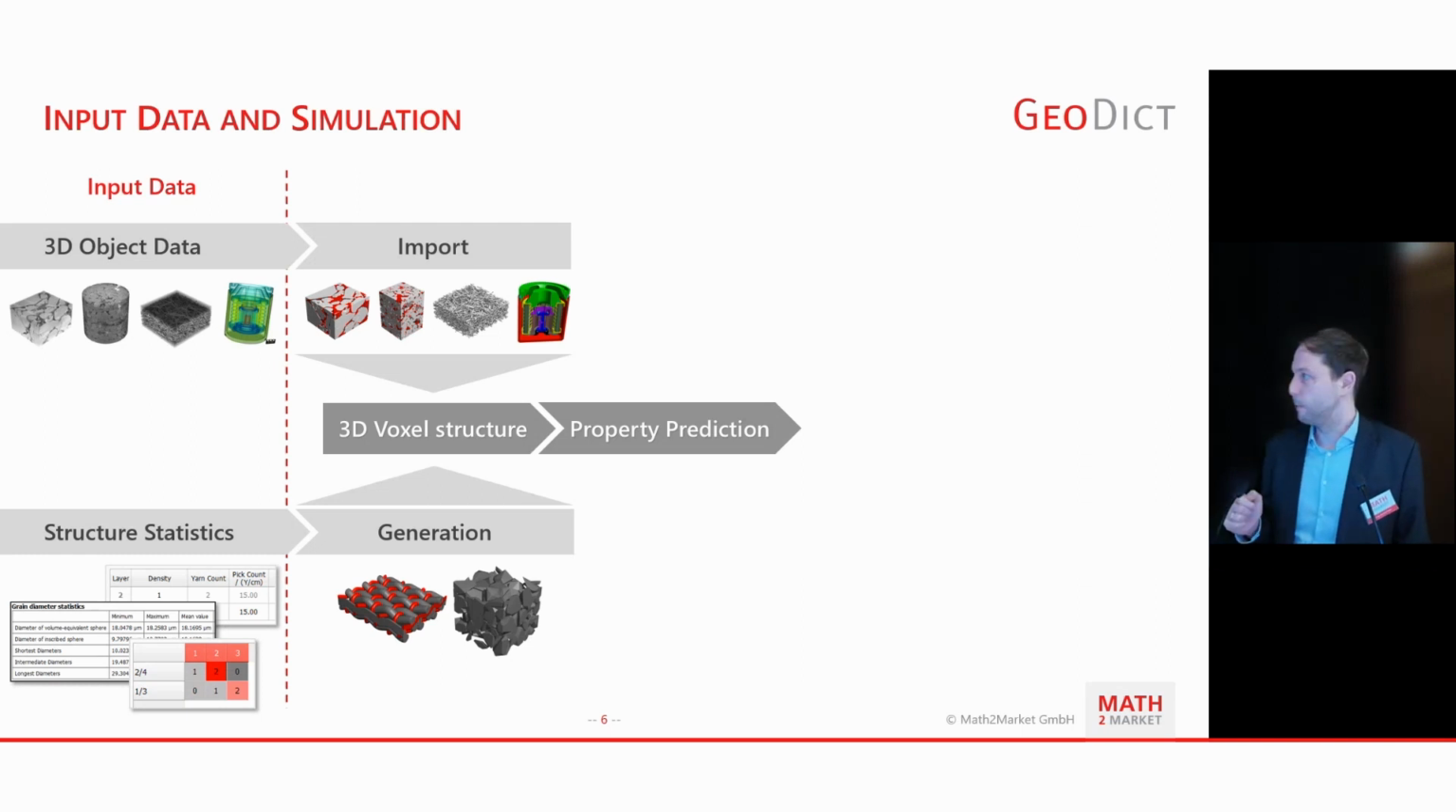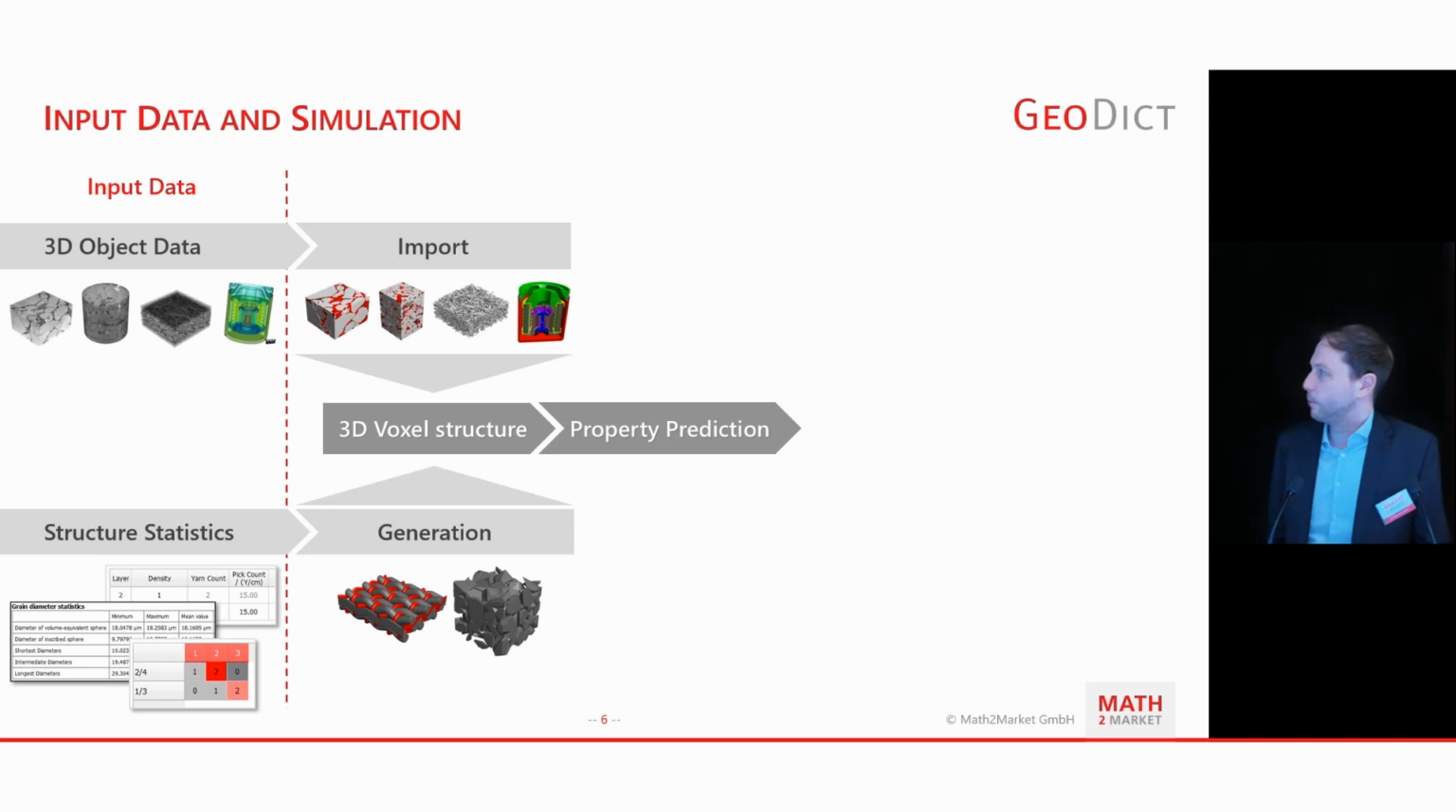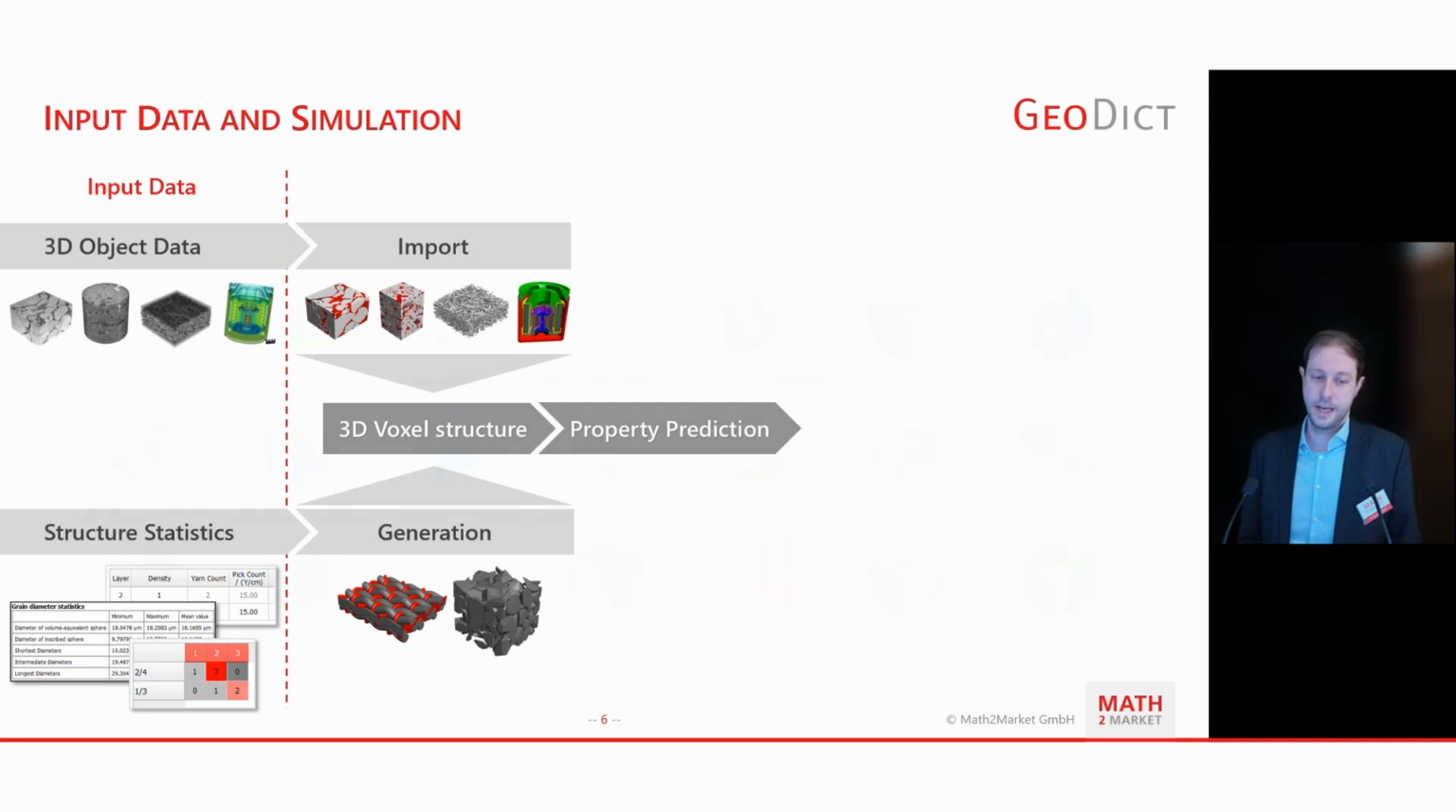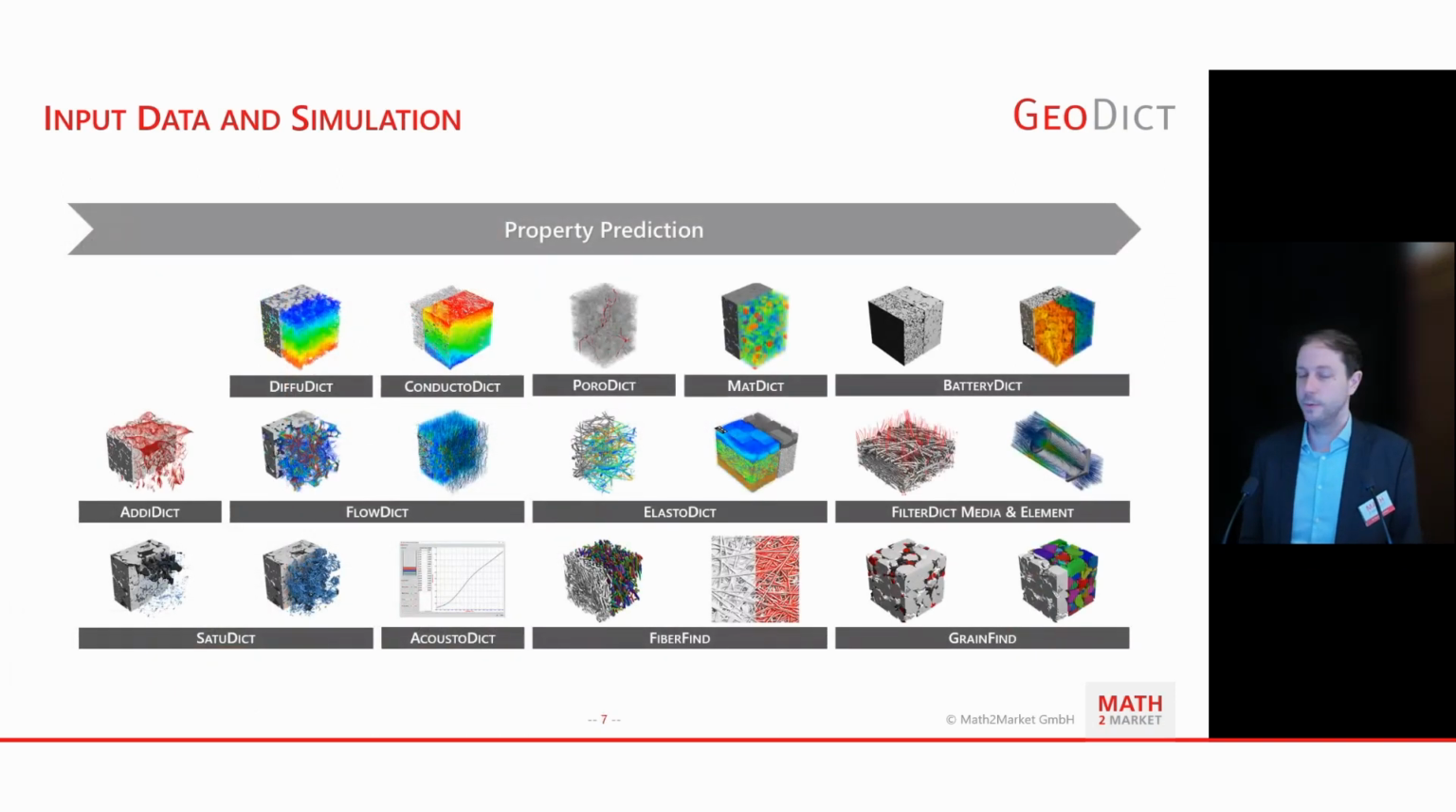As I said, you can import your 3D object data, or you can use structure generation if you have some structure statistics ready. But then, basically for each material, whatever you have, you are starting with this 3D voxel structure and put it through property prediction with GeoDict. And this again has really many different modules here, really different simulations or measurement types.